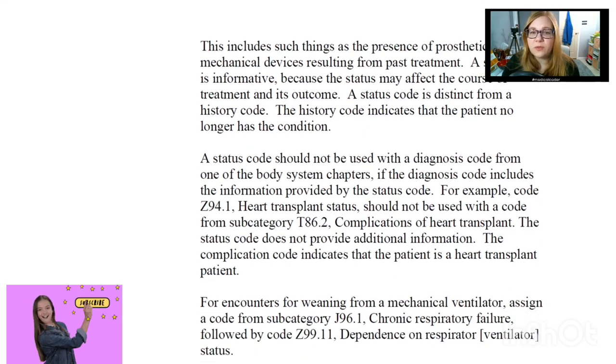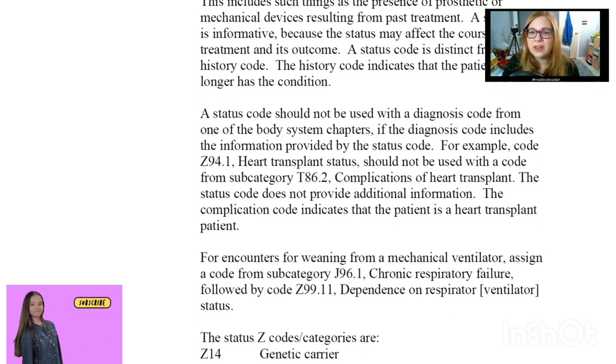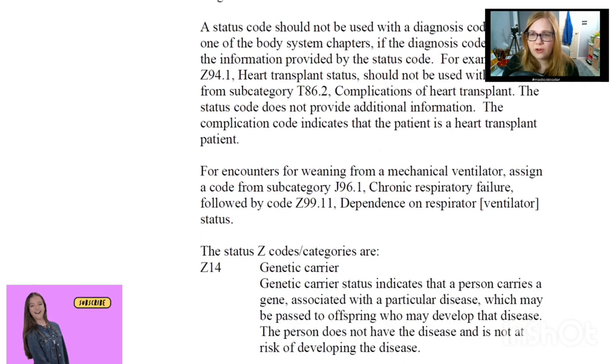A status code is distinct from a history code. The history code indicates that the patient no longer has the condition. A status code should not be used with a diagnosis code from one of the body system chapters if the diagnosis code includes the information provided by the status code. So for example, code Z94.1 is heart transplant status, and that should not be used with a code from subcategory T86.2, complications of heart transplant. The status code does not provide additional information. The complication code indicates that the patient is a heart transplant patient.